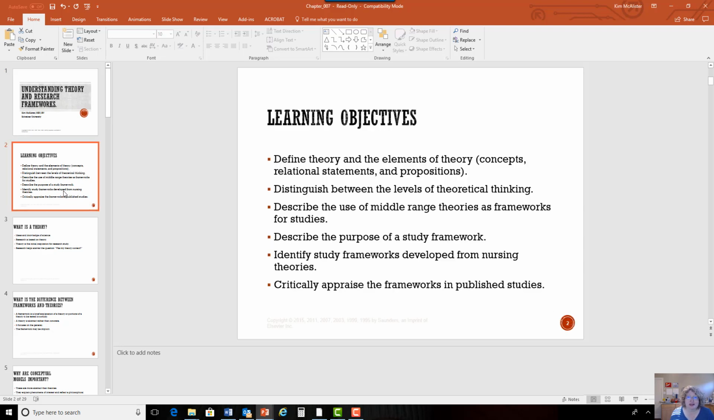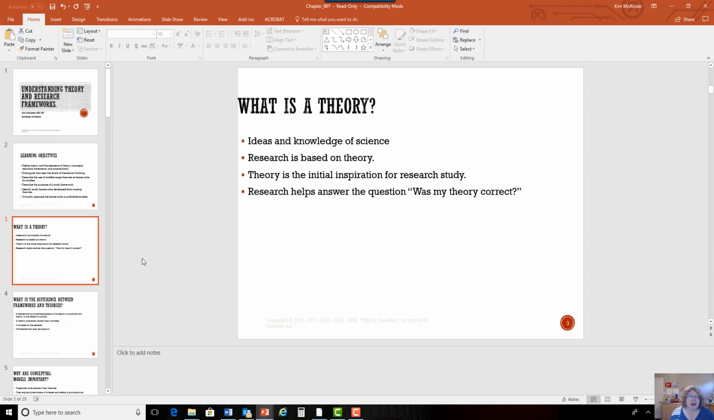We have a set of objectives that you can read on your handouts. So we're going to talk first about what is a theory. A theory is made up of concepts and also relational statements, and so the theory tries to describe or give the rationale for the relationship between the different concepts.